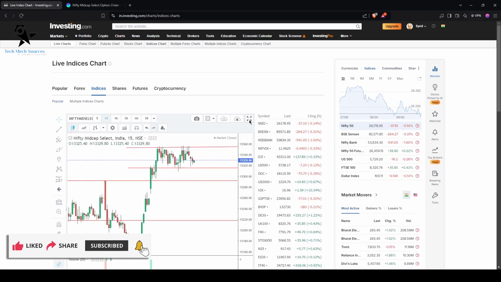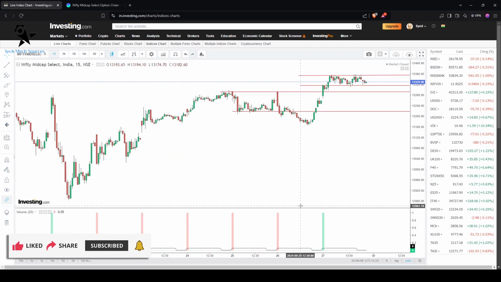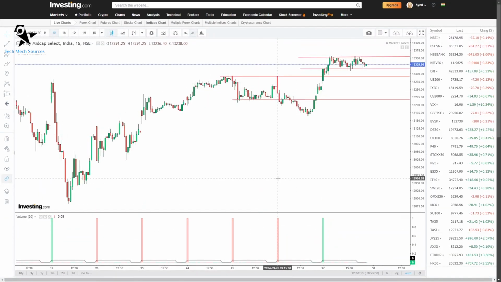Tomorrow is the expiry for Nifty Midcap 50. And you can see a chart here which displays the chart for Midcap 50. I have enlarged it, so you can see the supports and the resistances here. The index closed at 13,329. If you see here, there are supports down.